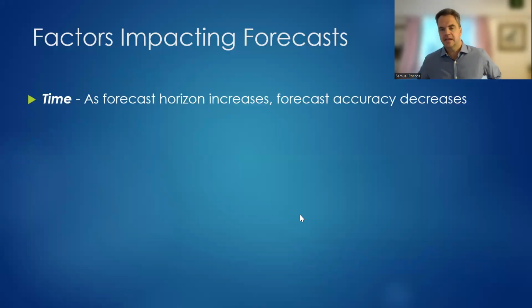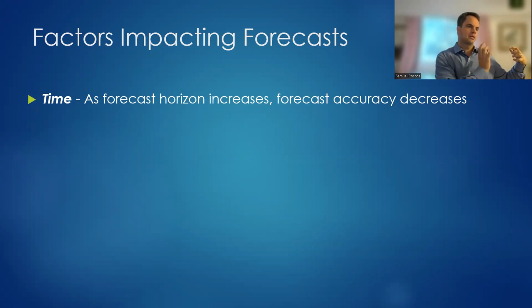Okay, so factors that impact forecasting. Obviously, time is the key factor here. And what this says is as your forecast horizon increases, your forecast accuracy, by definition, will decrease. So if I was trying to forecast for this week, I would have a fairly good understanding of what my demand is going to be. And in order to do that, I would be looking at previous week's sales. I'd be looking at the similar week last year. I might also be collecting data from the previous months, and that's going to give me a relatively good picture of what I can anticipate in the next week.